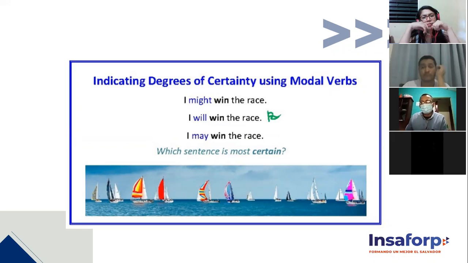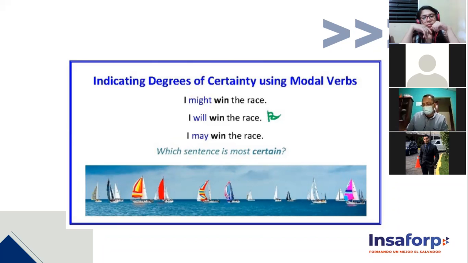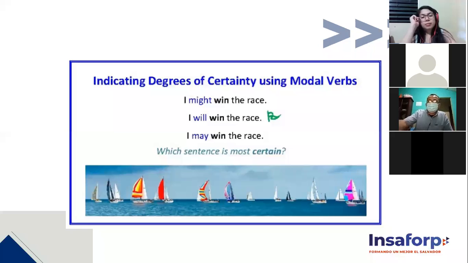So basically, if I say I might win the race, the level of certainty is little. May increases it, but not like will. Will is more probable for something to happen, okay? So basically, this is what I wanted to share. Now, I want you to give me some examples with modal verbs. You can use the ones that indicate certainty, or you can use any in general.